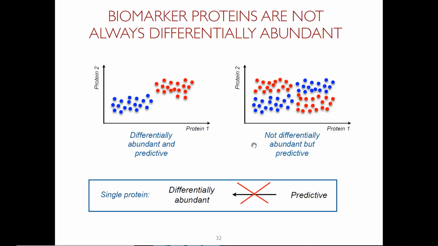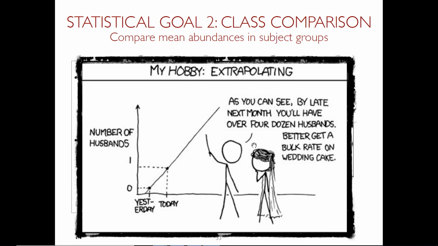And so the last goal would be, okay, well, let's do that as well. It is very easy to extrapolate from averages to individual people, right? But sometimes we go wrong, right? So here, number of husbands. Yesterday was 0, today is 1. If we keep going, we will have very many husbands soon, right? So we have to be very careful going from averages to making individual conclusions.